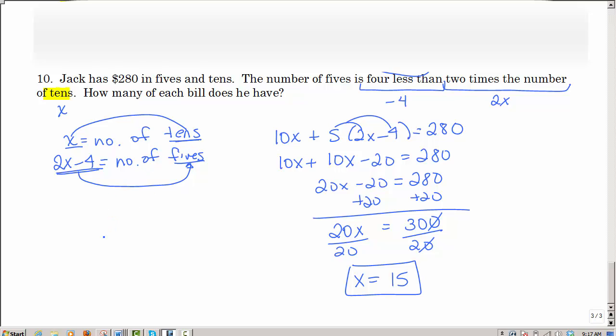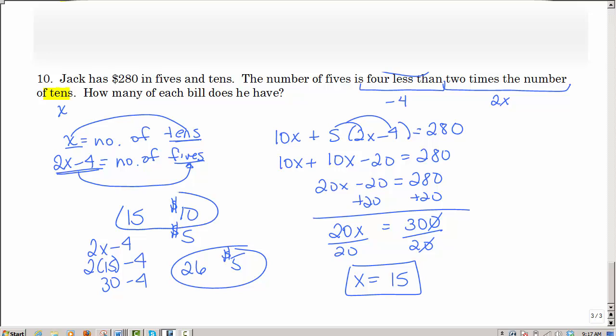The number of $10 bills. So Jack had 15 $10 bills, and 2x minus 4 would be the $5 bills. So 2 times 15 minus 4. That's 30 minus 4. So he had 26 $5 bills. He had 15 $10 bills. Add that up. That's going to give you $280.